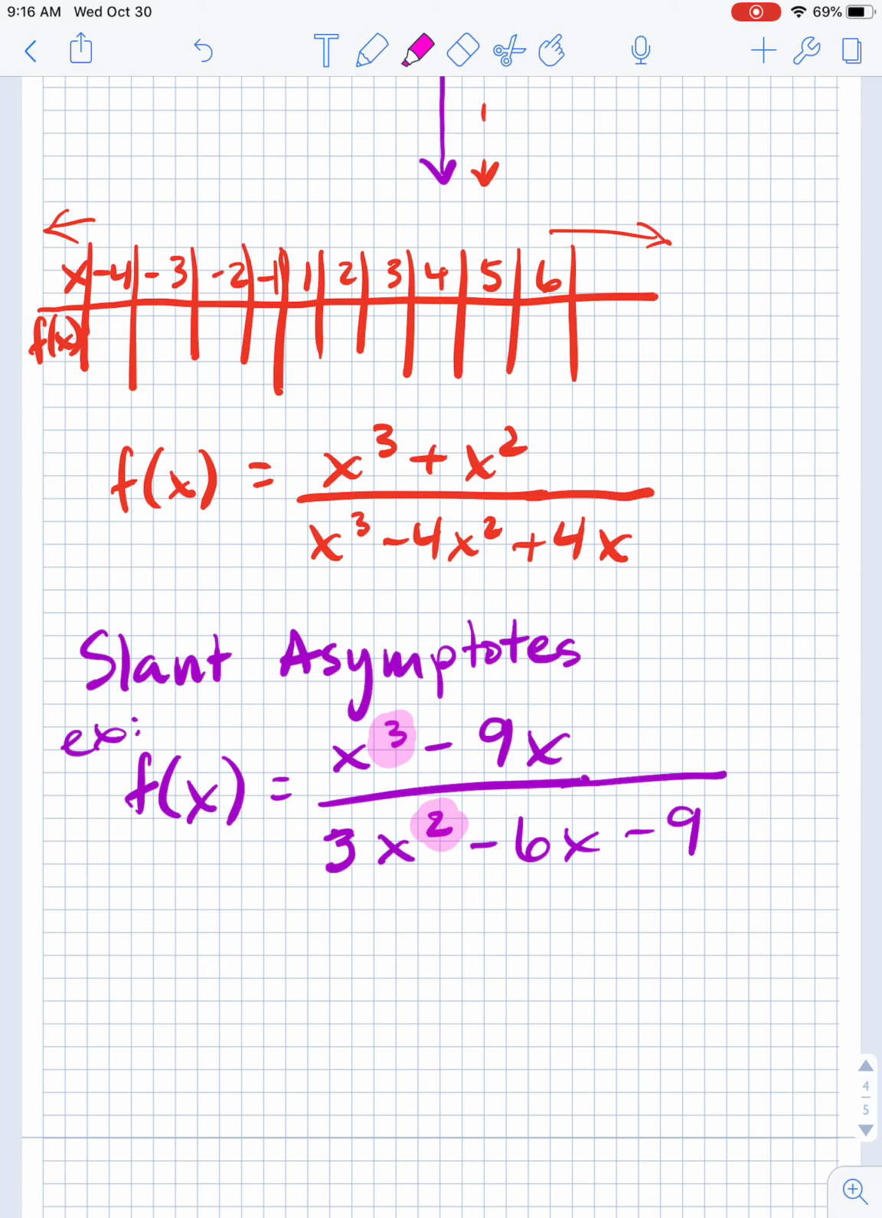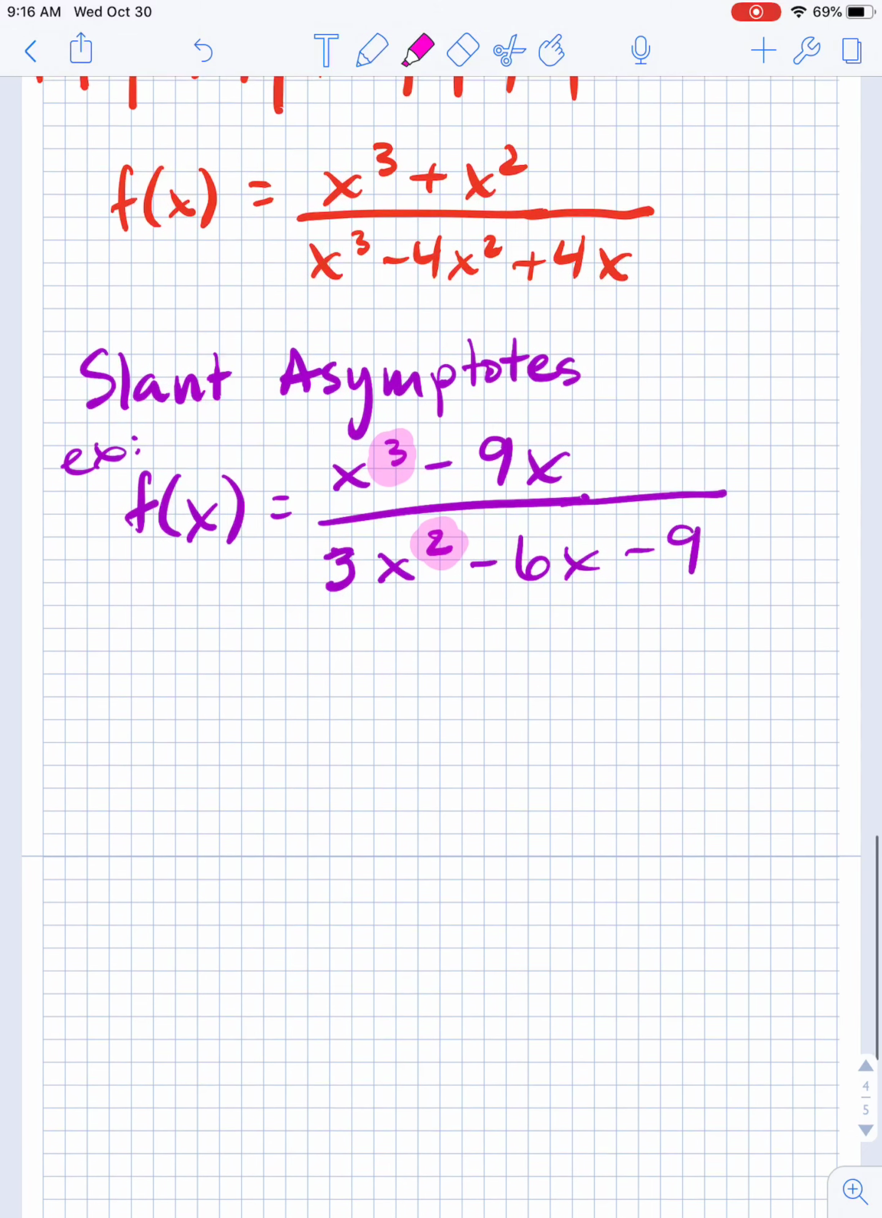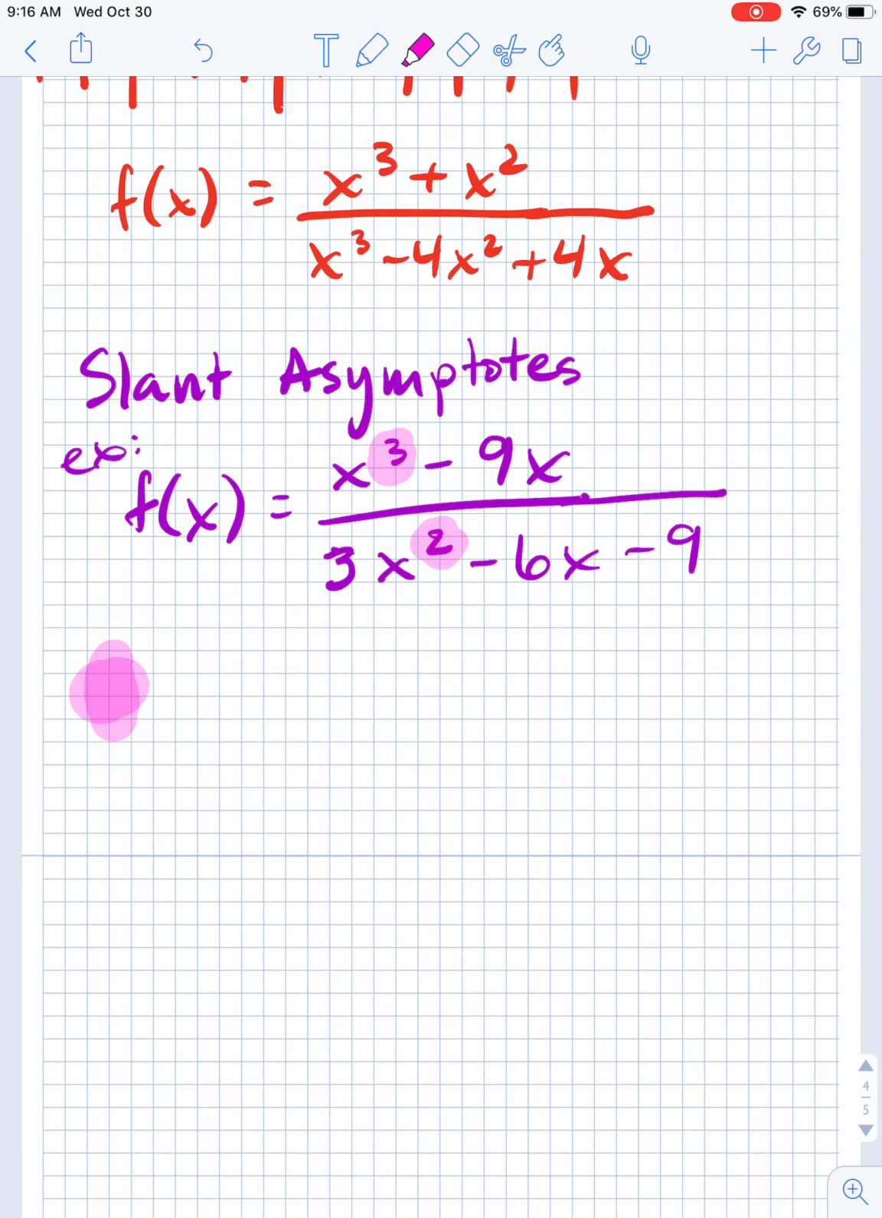So what I do in this situation is first, I'm going to take my function and factor out anything that I can factor out, because first I need to look for holes. So I'm going to factor out an x from the top. And I have x squared minus 9, which is the difference of squares. I can factor that even more, so I'm going to do that in a minute. And then here I can see that I can factor out a 3.